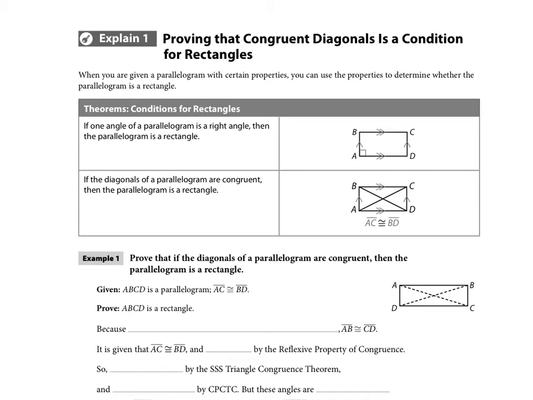Everybody, in this video, this is 9-4. We're going to be talking about conditions for rectangles, rhombuses, and squares. I'm just going to walk through a couple of proofs here.